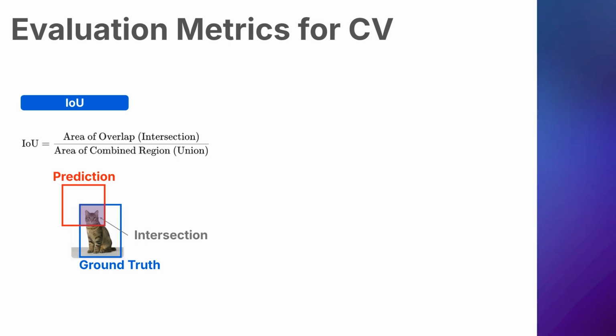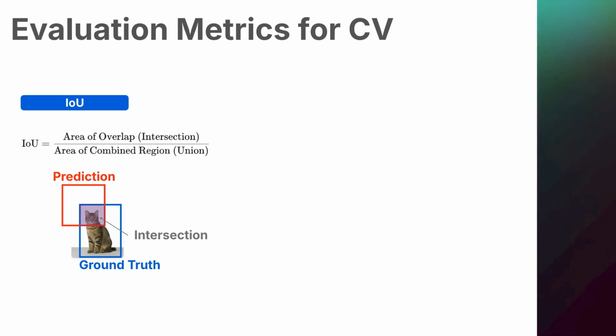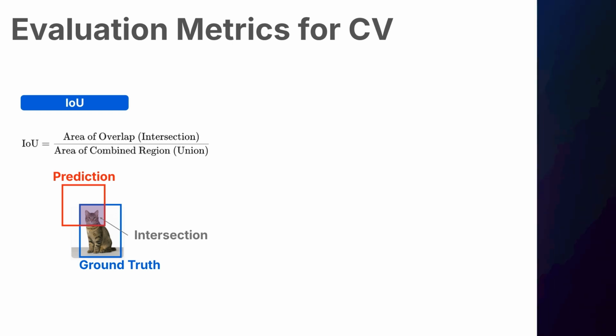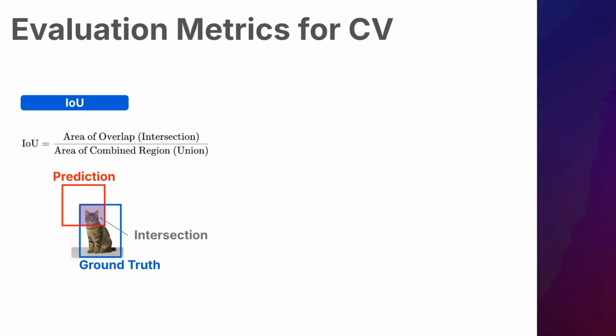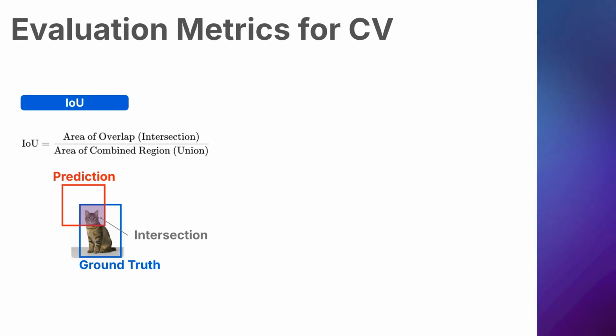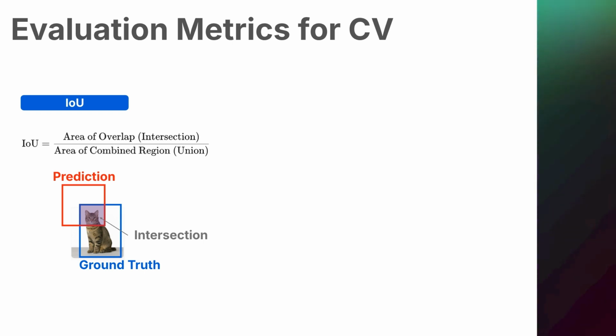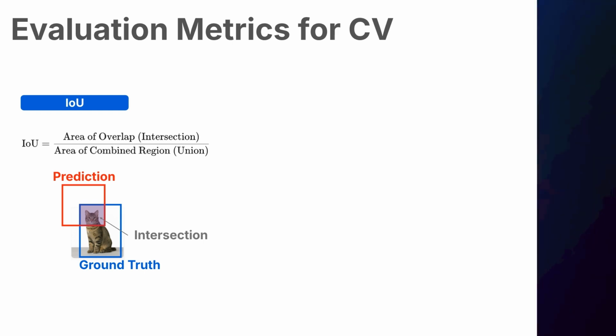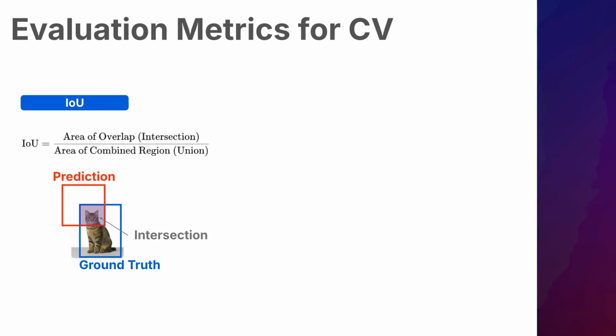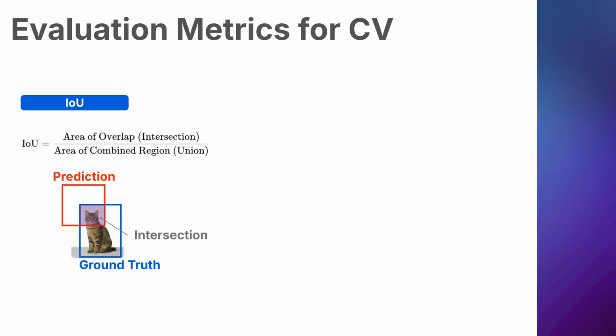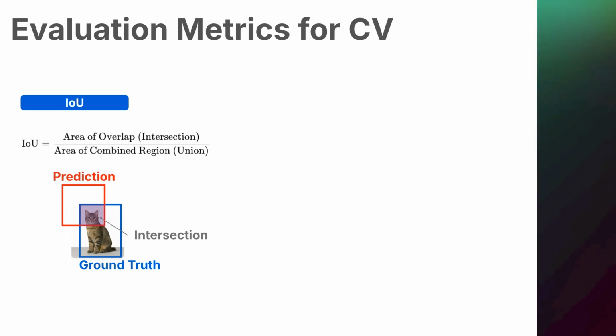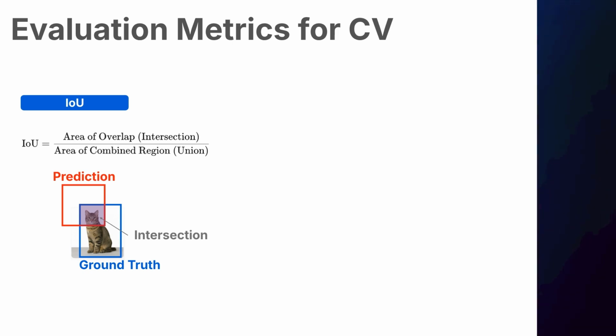If the prediction perfectly matches the ground truth, the IOU will be 100%, meaning it's a perfect prediction. If there is no overlap at all, the IOU will be 0, meaning the prediction is completely wrong. In this example, because the red and blue boxes only partially overlap, the IOU would be somewhere between 0 and 1. This helps us measure how well the object detection model is performing.